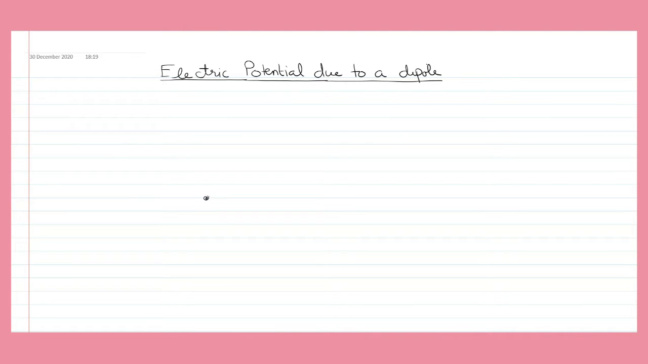So suppose this is a dipole having a charge of plus q and minus q, and the distance, as we all know, we keep as 2a, so that from the center the distance of each charge becomes a.